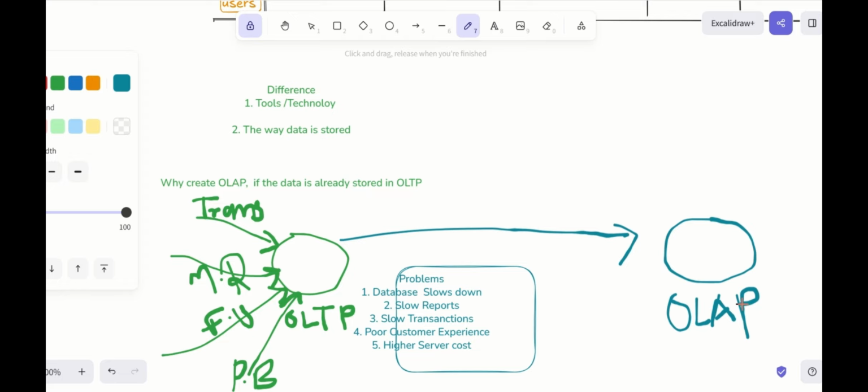So we are going to create another environment for analytics. Instead of burdening this OLTP system, we create another, OLAP. So we can leave this OLTP system for the transactions alone, and take these other activities to the OLAP system.